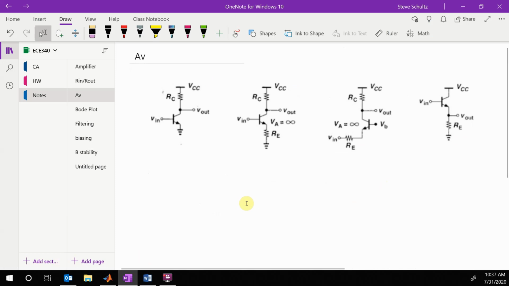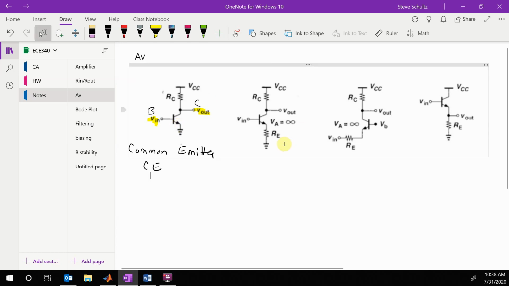In order to do that, they're called common and then one of the terminals. And the terminal that they are called is the one that isn't used. So you see in this case here, we have one point connected to the base. And here we have one point connected to the collector. So the one that doesn't have a connection to it is the emitter. So this one is going to be called a common emitter, or a CE stage.